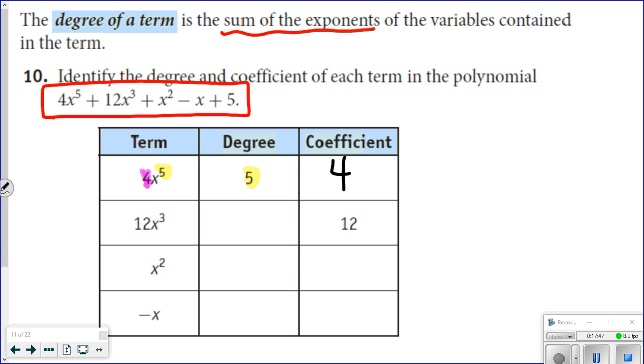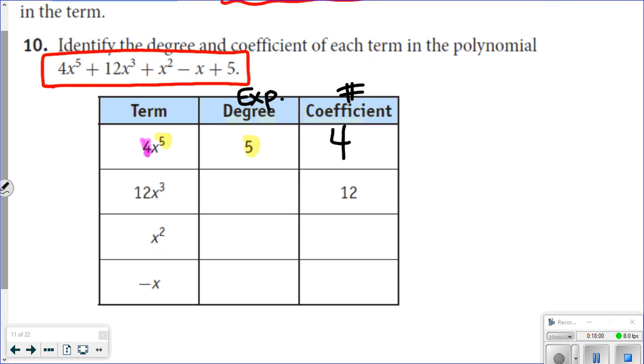All right, try the next one. What's the degree? Also the exponents, or the sum of the exponents. And the coefficient is the number. See if you can fill in the rest of this table. Degree is 3. Degree, exponent here is 2. And what's the number out in front? What do we write if it's not there? We write a 1. So the coefficient here is 1.